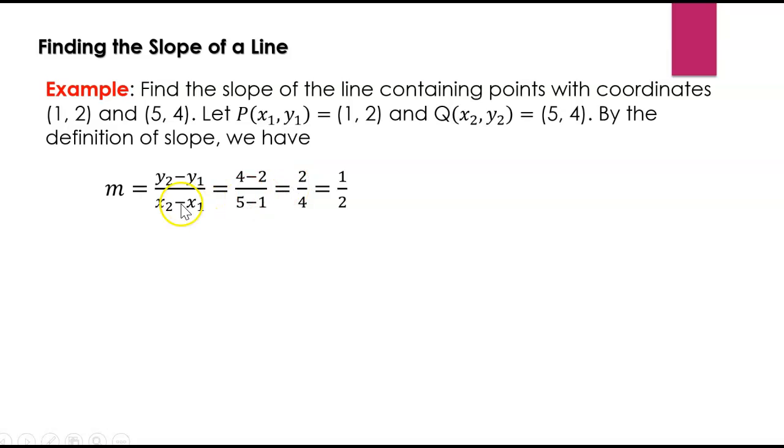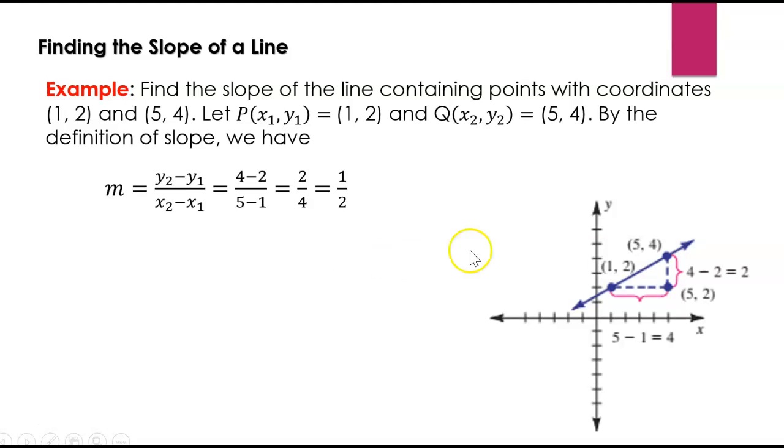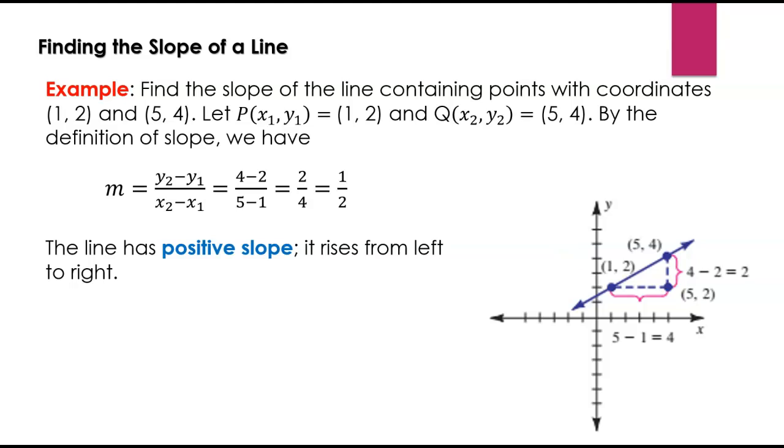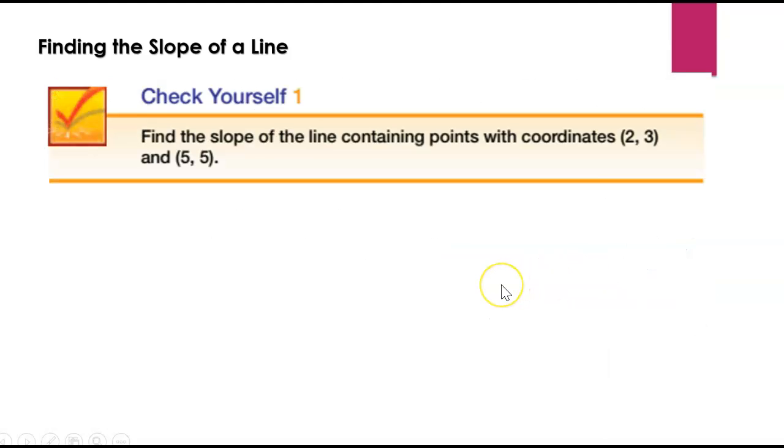which is 2, over x2 minus x1, which is 5 minus 1, which gives us 4. That's 2/4, which reduces to 1/2. So we would say, from our diagram here, that the slope of this line is 1/2. And that will have an even more important meaning as we move into the next chapter. The line has a positive slope. It rises from left to right. We always read our graphs from left to right.